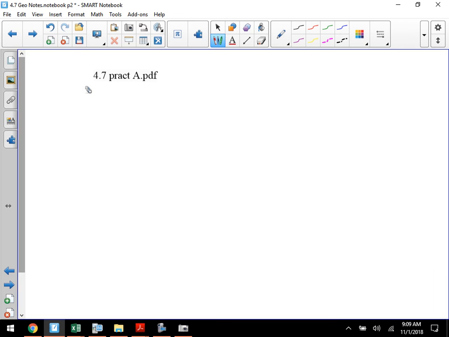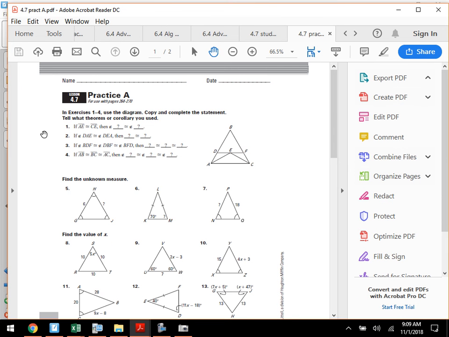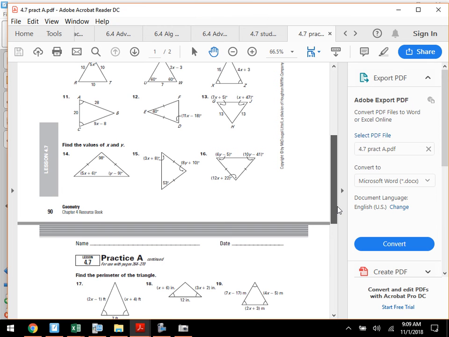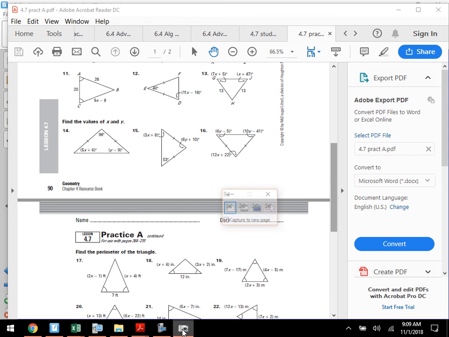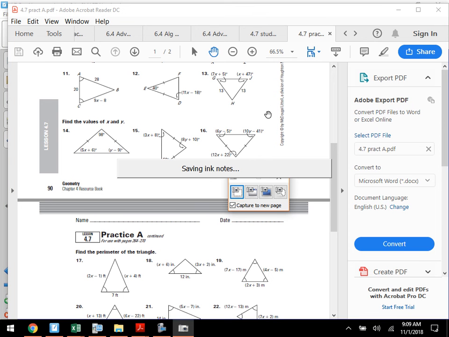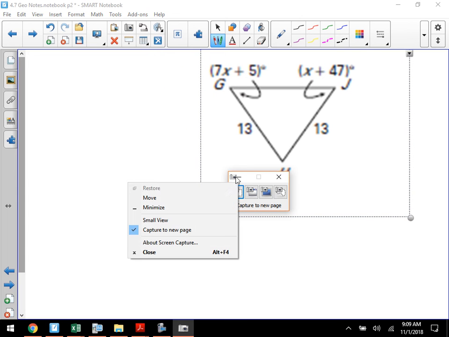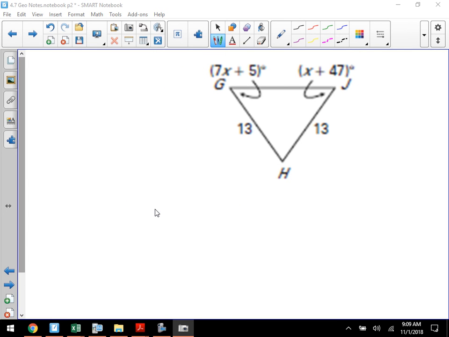Okay, let's try another one. Okay, I only got a couple more. Make sure I show you guys a little bit more of the algebra.